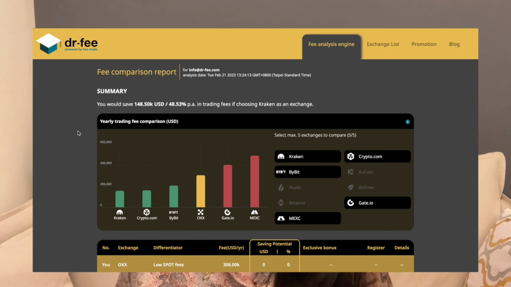As you can see in this example, OKX is roughly in the middle of the exchanges. At OKX, the user would have paid fees of 306,000 US dollars in a year for those trades.